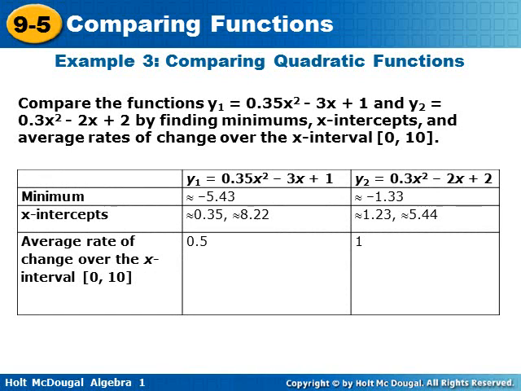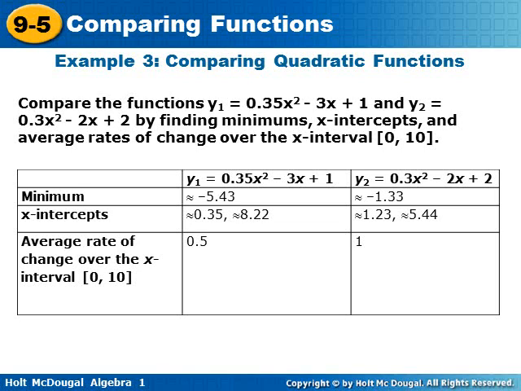So for this one, y1 equals 0.35x squared minus 3x plus 1. The minimum was negative 5.43. Remember, it's the y value of the vertex, so you have to find the vertex. The x-intercepts, when you find out what they are using the quadratic formula, are 0.35 and 8.22, and the average rate of change over the x interval [0, 10] would be 0.5.